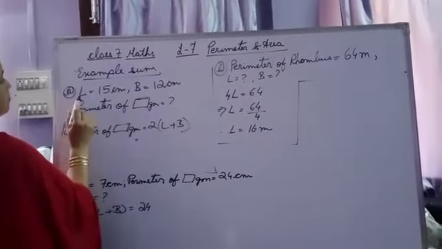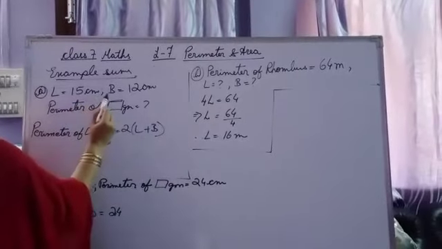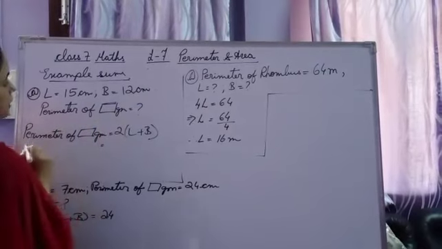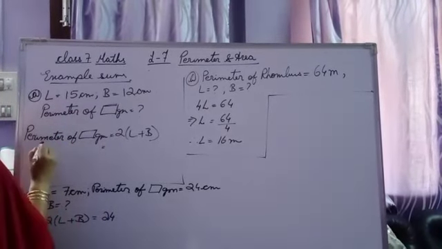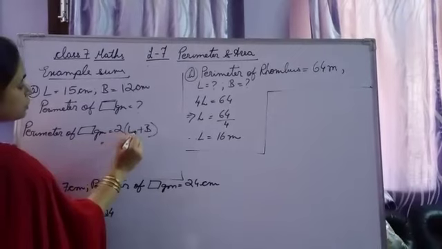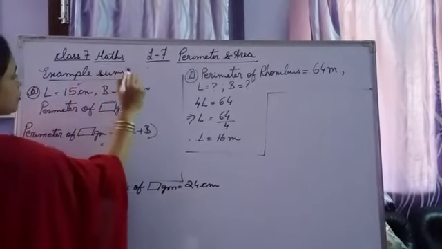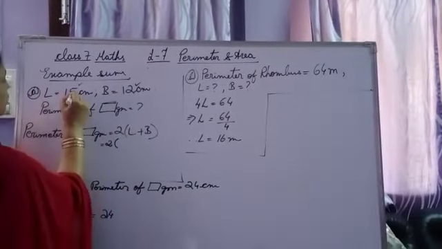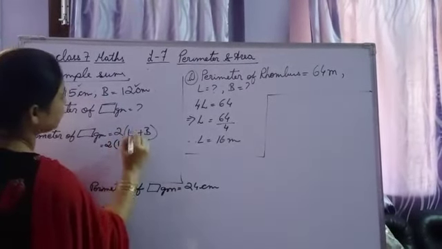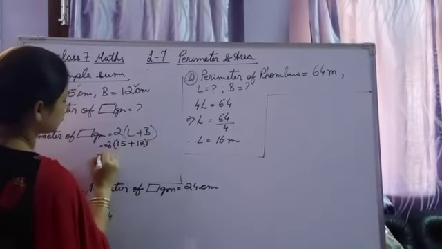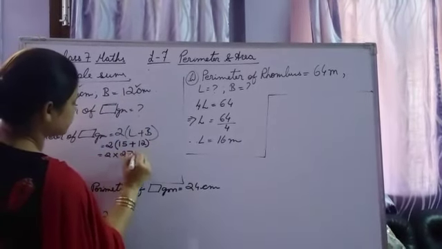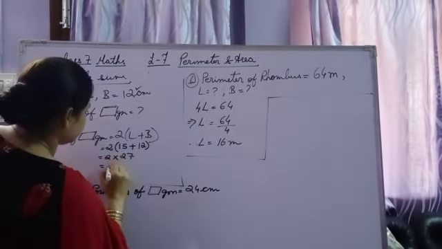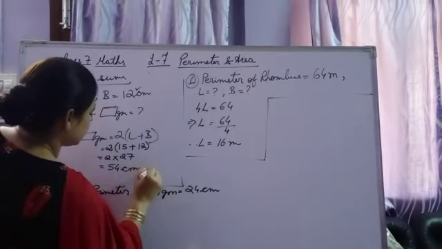Now, suppose sum number A: length is equal to 15 centimeter, breadth is equal to 12 centimeter. What is the perimeter of the parallelogram? We remember the formula: perimeter of parallelogram is 2 into (length plus breadth). Length and breadth are already given. 2 into (15 plus 12), so 2 into 27, which gives 54 centimeter.